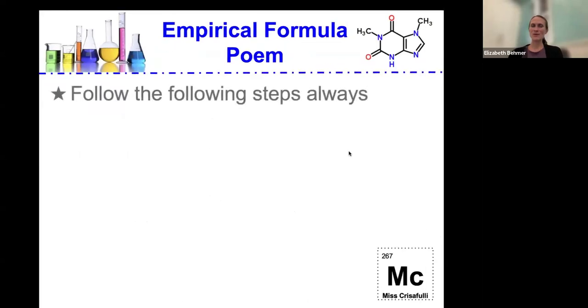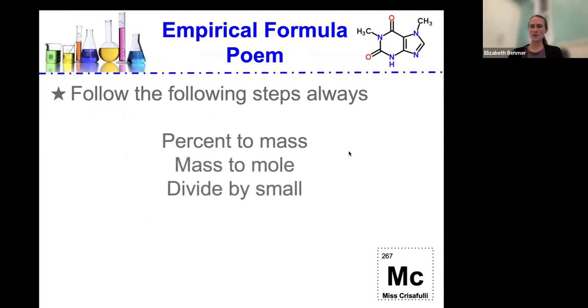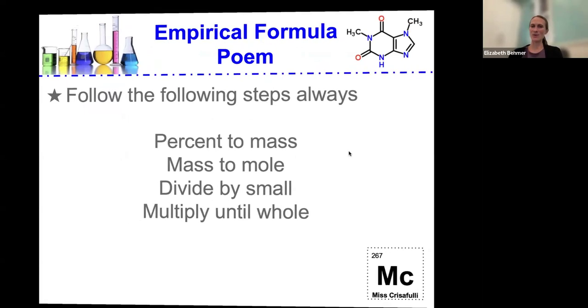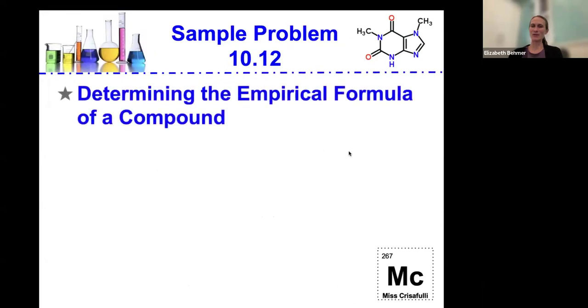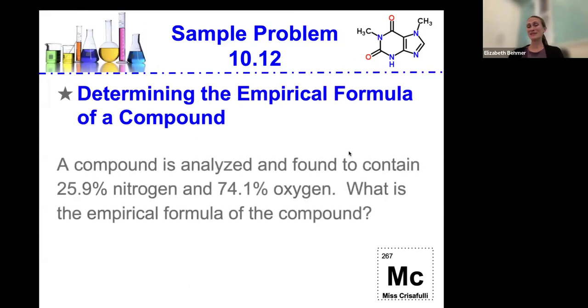So we have a poem that we can always follow for the following steps. Percent to mass, mass to mole, divide by small, multiply until whole. And we'll talk about what we mean by that. Doing percent to mass, mass to mole, divide by small, multiply until whole. And we'll talk about what I mean by that going through this next sample problem. So let's determine the empirical formula of a compound. A compound is analyzed and found to contain 25.9% nitrogen and 74.1% oxygen. What is the empirical formula of the compound?